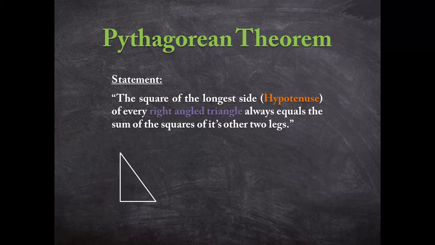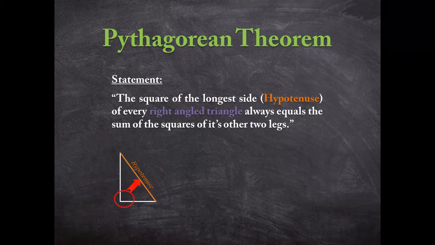Here we have a right triangle and this is its longest side. The longest side of a right triangle has a special name, and that's hypotenuse. Keep in mind, the hypotenuse is the longest side of a right triangle and it is always the side opposite the 90-degree angle of the right triangle.